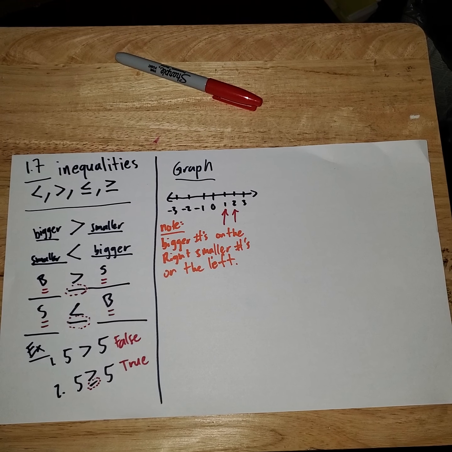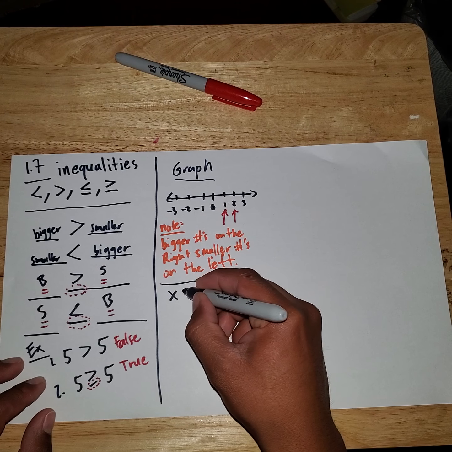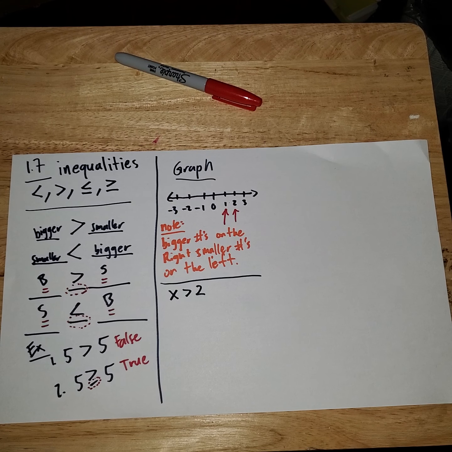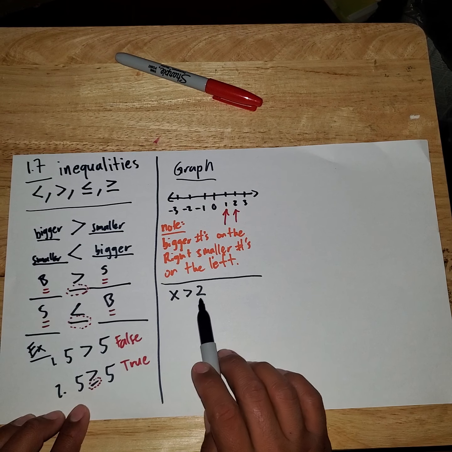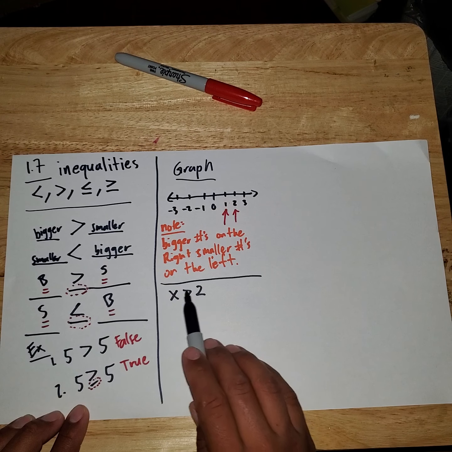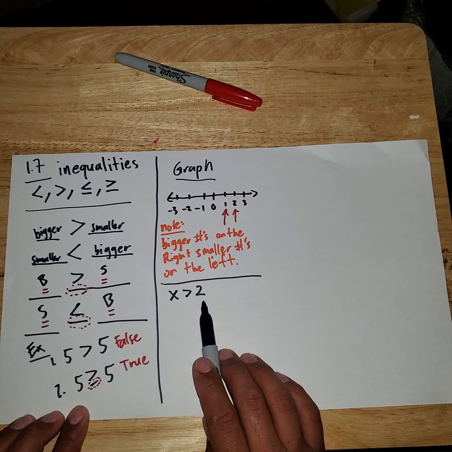Alright, but of course, this is an algebra course. We have to look at variables with them. So, for starters, we're going to look at something like, let's say x is greater than 2. So we have to be able to graph this on a number line. But like I said, this is the bigger side. That's the smaller side. A lot of people like to think about where this is pointing, and I don't like that. I just know this side's bigger, that side's smaller.